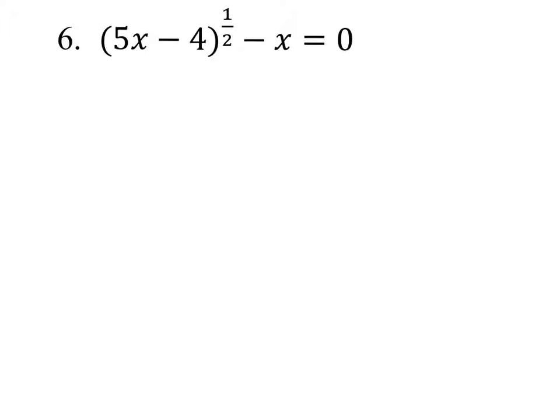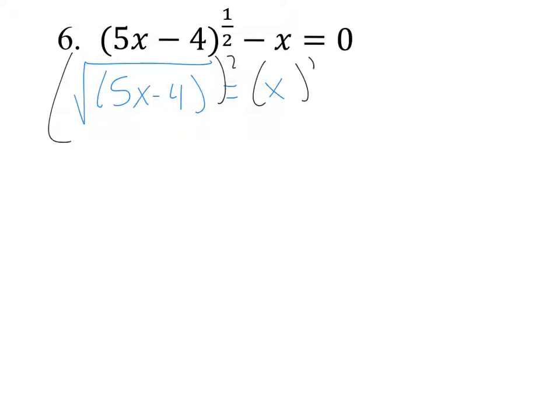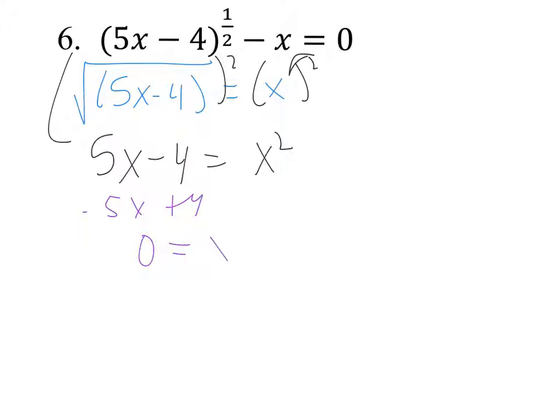I want to get my fraction exponent by itself. So 5x minus 4 to the 1/2, or you can have that as a square root, is equal to x. Square both sides. This is a little bit easier because I don't have to FOIL because there's only one x there. So 5x minus 4 is equal to x squared. I personally always like to have my x squared as a positive. So 0 is equal to x squared minus 5x plus 4, moving everything over.